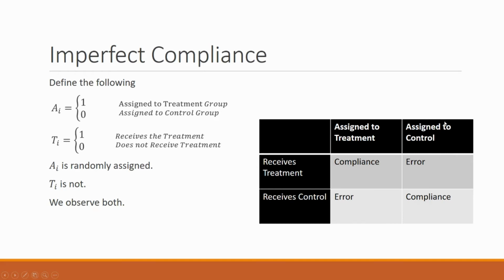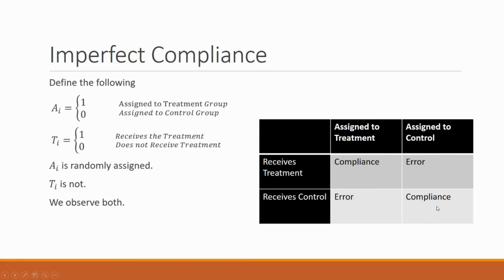Now, if you're assigned to the control and you do not receive the treatment, that means a equals 0, and t equals 0. That person would be in compliance. They're assigned to the control, they're not supposed to get a textbook, and they didn't get a textbook.